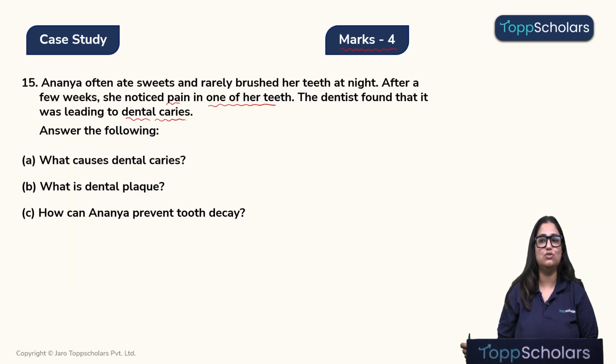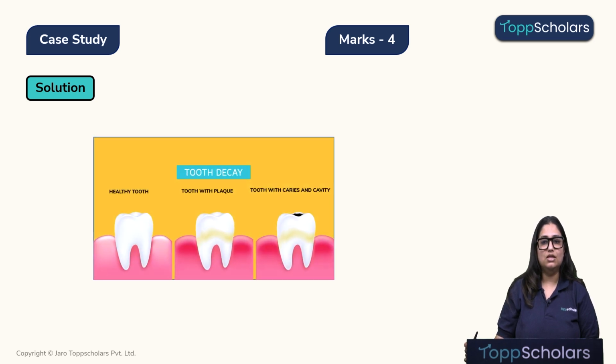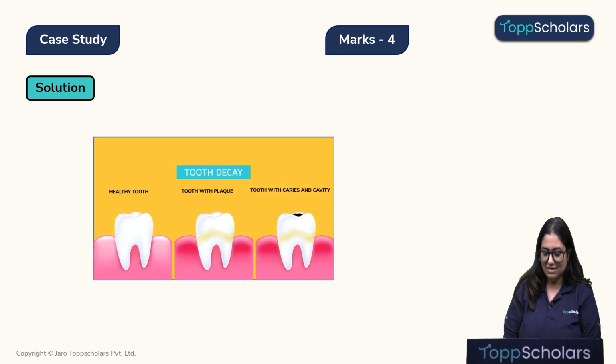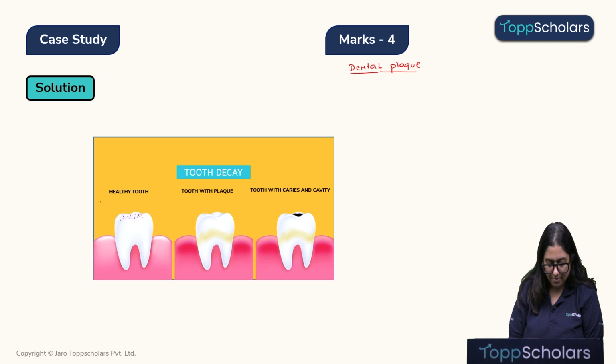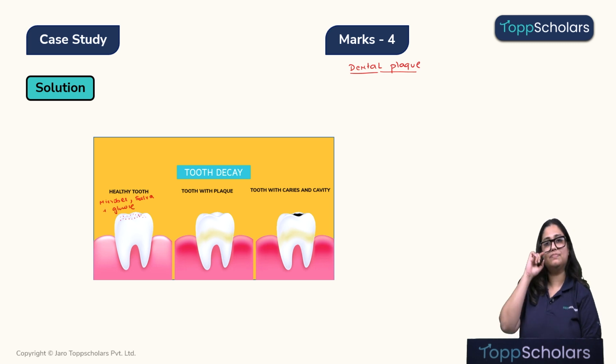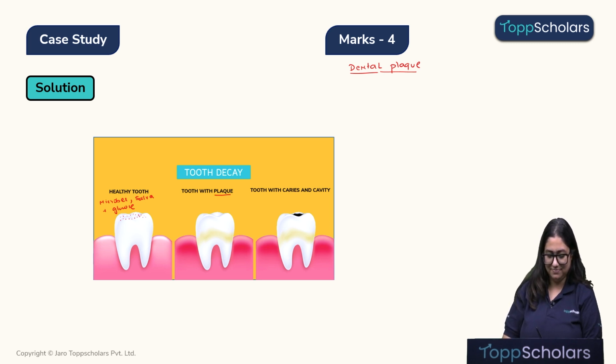Now let's look at the solution. Children, first let's understand what is a dental plaque. Children, on our teeth, there is an invisible film, or an invisible layer of microbes, saliva, and some amount of glucose as well. Okay, and this invisible layer is known as the dental plaque.